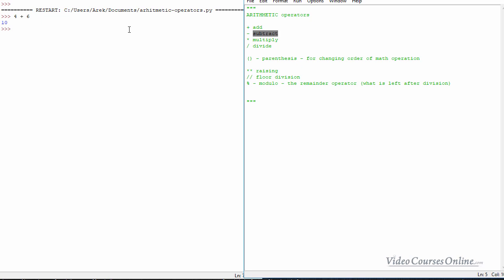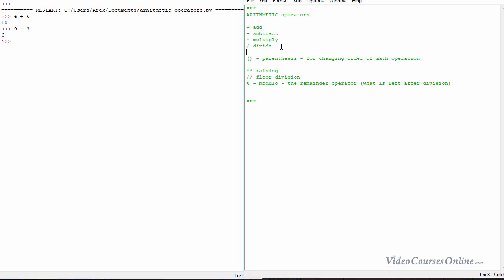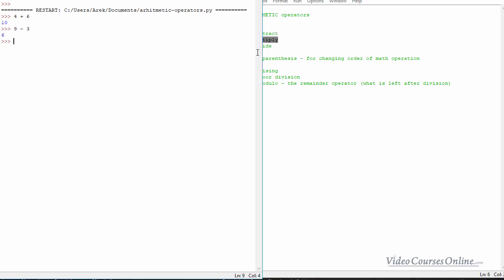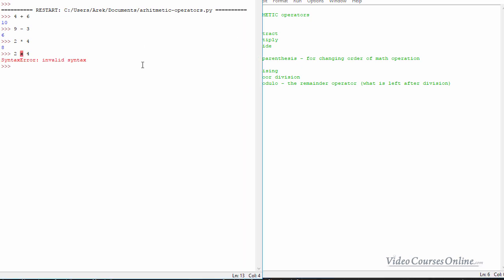The minus sign can subtract two numbers. So we can say 9 minus 3 is going to be 6. Multiply can multiply numbers. 2 multiplied by 4 is 8. It's very important that in order to multiply two numbers, you should use the asterisk sign, okay? You shouldn't use x, because this is a syntax error.